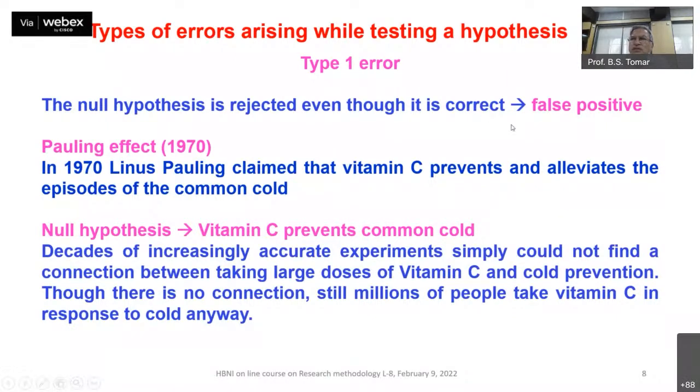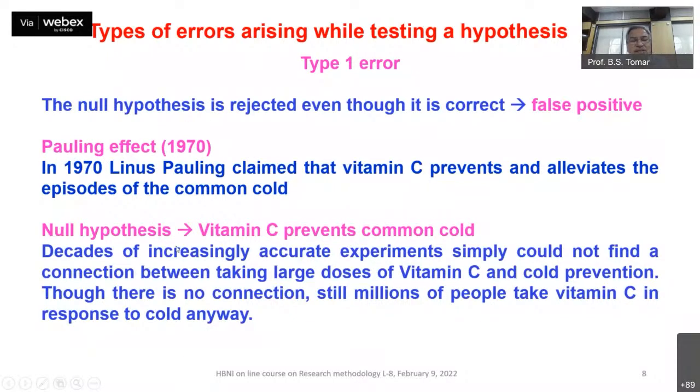Like, even when you are testing the faulty, defective pieces in a factory, it is possible that a piece is detected as defective and rejected, but actually it may not be defective. That is called the false positive.